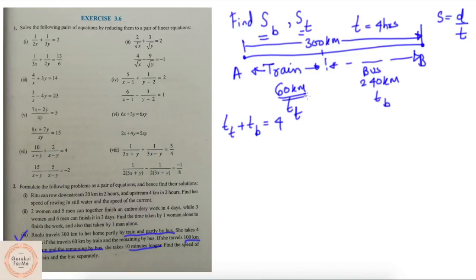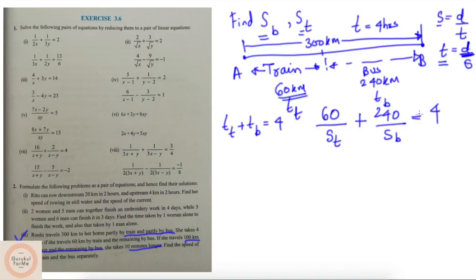Can I say that you travel 60 kilometers? You know what is the definition of speed? Speed is equal to distance by time. What is the definition of time? Time is distance by speed. Perfect. You know what is the distance traveled by train? 60 kilometers. So what is the time taken here? Distance by speed. What is the speed of the bus, or train rather? ST. Can I say that this is the time taken by the train? Yes. Plus, what is the distance she travels by bus? 240. And what is the speed of the bus? 240 by SB. Is that equal to 4? It is.